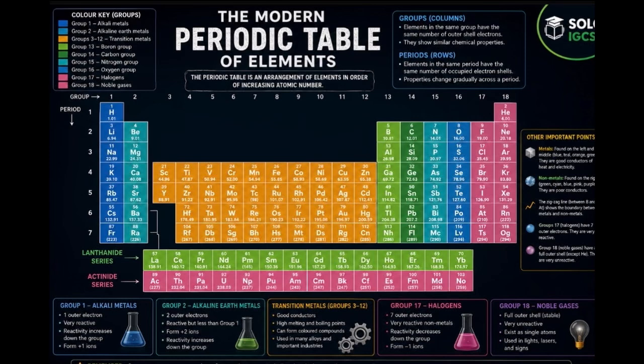Same group, similar outer electrons, similar chemical properties. So don't try to memorize the periodic table as hundreds of separate boxes. Learn the pattern and the periodic table starts working for you.